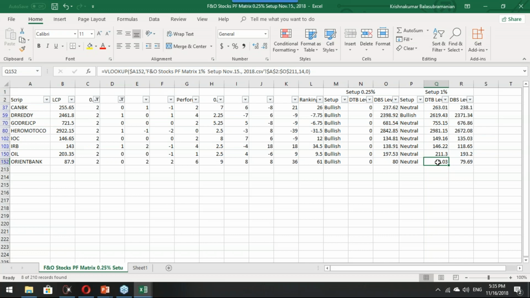In this case, we will have to look at the DTP level in 1% box size, right? So 87.90 was yesterday's close, and your buy trigger happens at 88.10, 88.03. So obviously, we can take it as 88.10. So a 20 paisa move is going to trigger a buy signal. Got it?